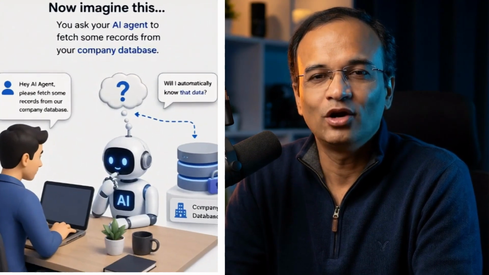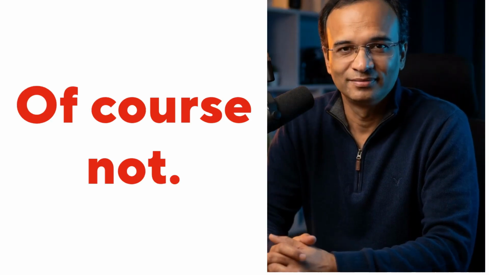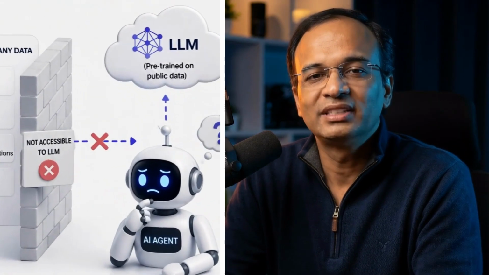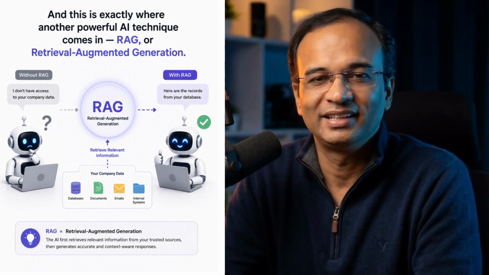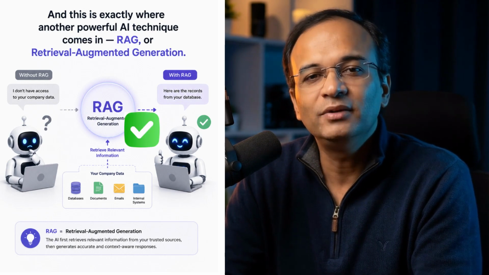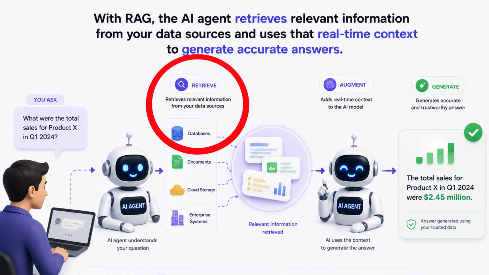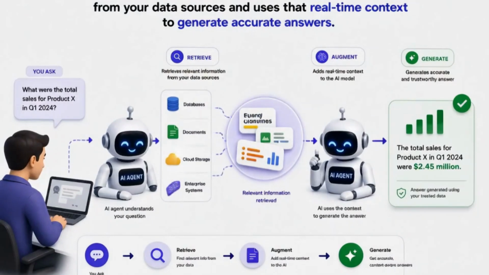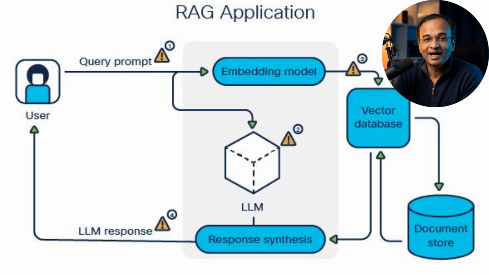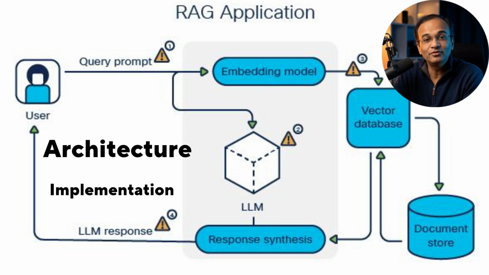Now imagine this. You ask your AI agent to fetch some records from your company database. Will the agent automatically know that data? Of course not, because the LLM powering the agent was never trained on your company's private data. And this is exactly where another powerful AI technique comes in, RAG, or Retrieval-Augmented Generation. With RAG, the AI agent can first retrieve relevant information from your databases or enterprise systems, and then use that real-time context to generate accurate answers. We'll explore RAG in much more detail in an upcoming module, from complete architecture to real-world implementation.